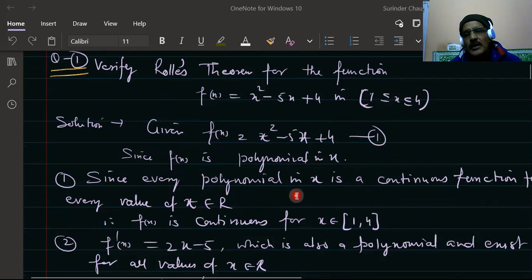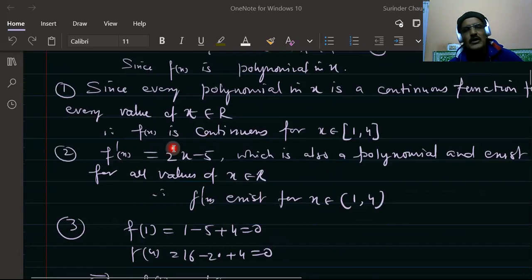Since every polynomial in x is continuous for all real numbers, it is continuous in this closed interval, because this is a subset of the real numbers. If we differentiate f(x), we get f'(x) = 2x - 5, which is also a polynomial and exists for all values of x. Therefore the derivative is defined for all real numbers, and so it is defined in the open interval (1, 4). This implies f'(x) exists for all x belonging to the open interval (1, 4).